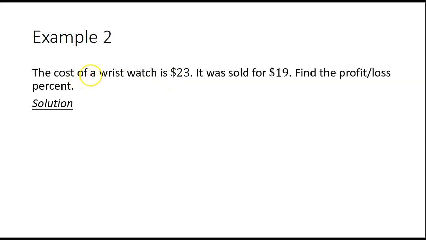Look at this. The cost of a wristwatch is $23. This is the cost price. And you sold it at $19. Are you making a profit or a loss? That is a loss. You bought something at $23 and you are selling it at $19. That is a loss. It's not a profit. So the question just wants to confuse you. Find a profit or loss percent. It won't be profit percent, but it will rather be loss percent.